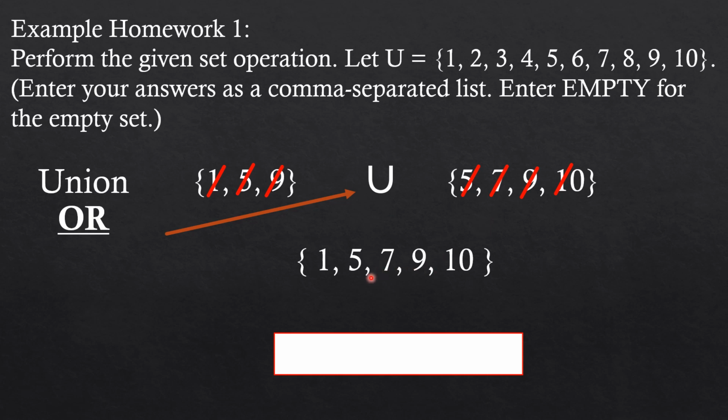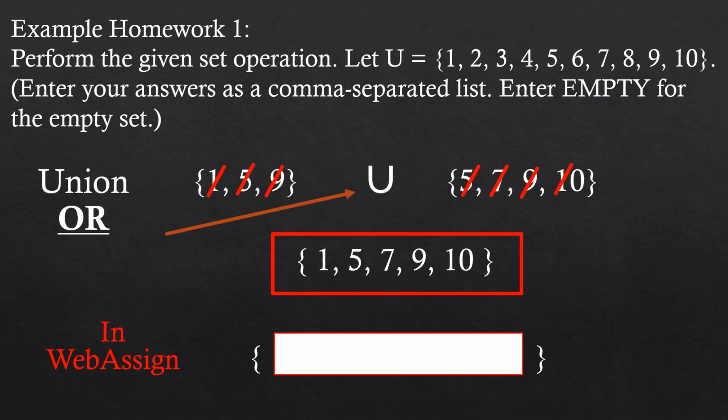All right, now in WebAssign, you are going to have your answer. It's going to look like this. They're going to already have the brackets down there and they're just going to have a box. So all you have to do is, it says enter your answer as a comma separated list. So down here, you just need to type in 1, 5, 7, 9, 10. Okay, so just like that, that's how you would put your answer in there.